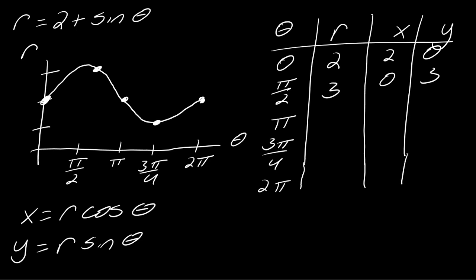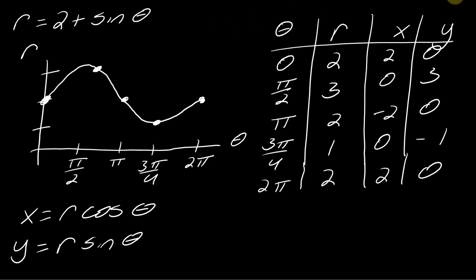Okay, so at pi, r is going to be 2. At 3 pi over 4, this is going to be 1. And at 2 pi, this is going to be 2. Okay, so now I can plug everything in. I have 2 cosine pi, so that's going to give me -2 and 0. And then here at 3 pi over 4, this will be 0 and -1. And then this is just going to start to cycle back through, so this will be 2 and 0. Okay, so now I have a bunch of coordinates.